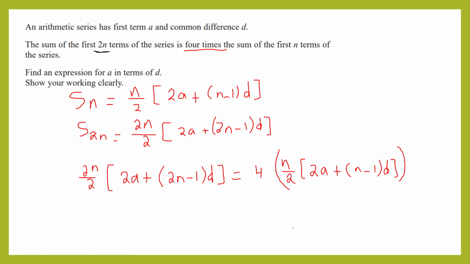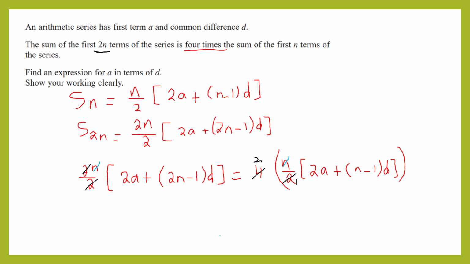So now we'll try to work on simplifying this equation. We will cross out 2 and 2 here, and then we'll have the original formula. It will be n multiplied by 2a plus 2n minus 1 d. Here, 4 and 2 can be simplified, so this 2 will be removed, and this one will be 2. So we have 2n equals 2a plus n minus 1 d. Now we will cross out n from here and n from here.